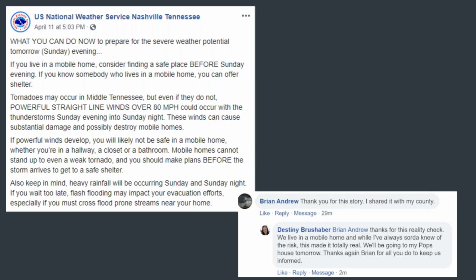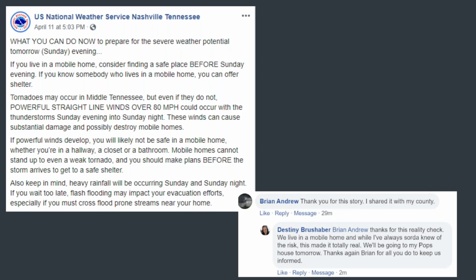If you live in a mobile home, consider finding a safe place before tomorrow evening. And if you know somebody who lives in a mobile home, you can offer shelter. I thought that was a great example of what to do. And we, again, saw people in the comments, and this person saying, I shared it with my county, and then someone else saying, I'm going to my pop's house tomorrow, which happened to be Easter.